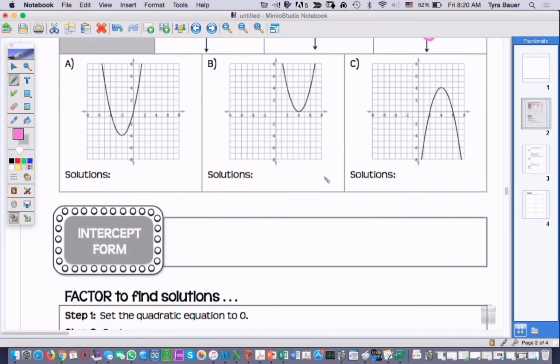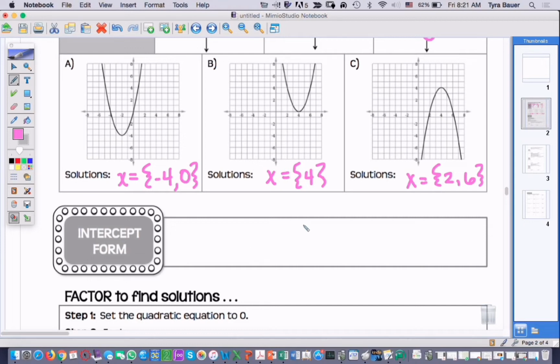All right, letter A. What are the solutions for this graph? We're looking for the x value. We're looking for -4 and 0. Okay, we're looking for the x value. We know y is what? Y is going to be what for all of our solutions? 0. Okay, letter B. What is our solution? Okay. Letter C. 2 and 6. All right.